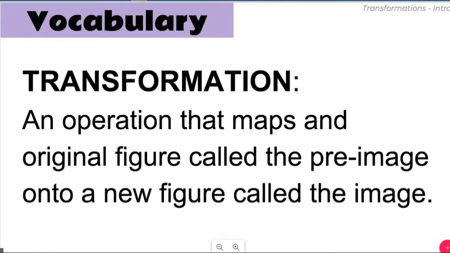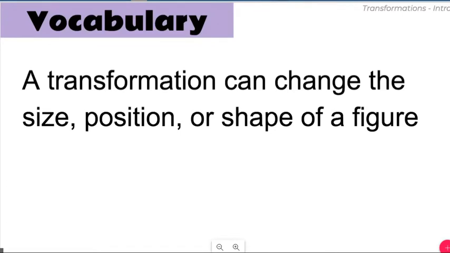Which is kind of strange, because it's like we're starting with the pre before we get to the image, but the pre-image means this is our beginning part. After we do whatever change is asked, we get the image. So this transformation is an operation that takes a shape called the pre-image and changes it to something called the image. A transformation can change the size, position, or shape of a figure.